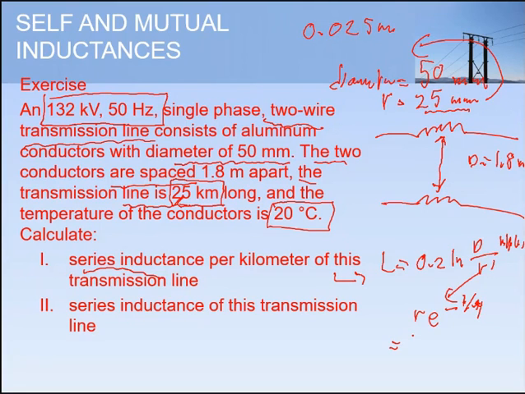Sir, kalau guna 0.25 boleh tak sir? 0.25 ni boleh, tak ada masalah, boleh. So dekat sini kita mula-mula kena kira GMR lah kan. GMR ni R prime je lah. Kita kira GMR dulu. Berapa dapat? 0.025 e negatif 0.25. Berapa?